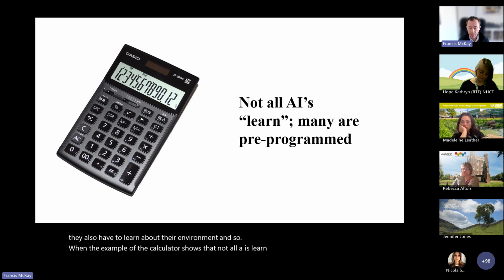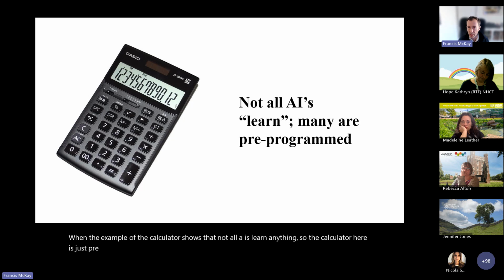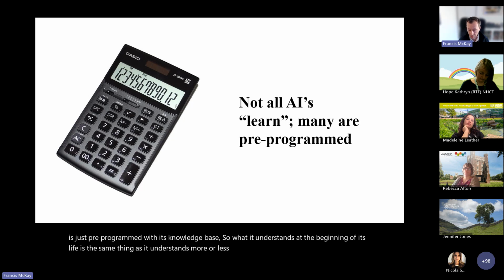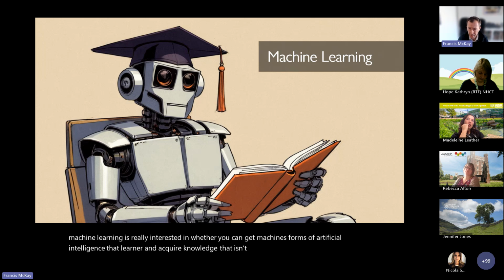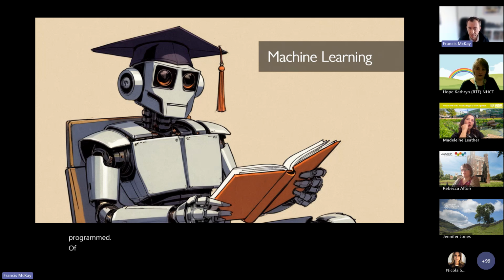The example of the calculator shows that not all AIs learn anything. The calculator here is just pre-programmed with its knowledge base. What it understands at the beginning of its life is more or less the same as what it understands at the end of its life. And so the field of machine learning is really interested in whether you can get machines, forms of artificial intelligence, that learn and acquire knowledge that isn't already pre-programmed into the basics of what they have.